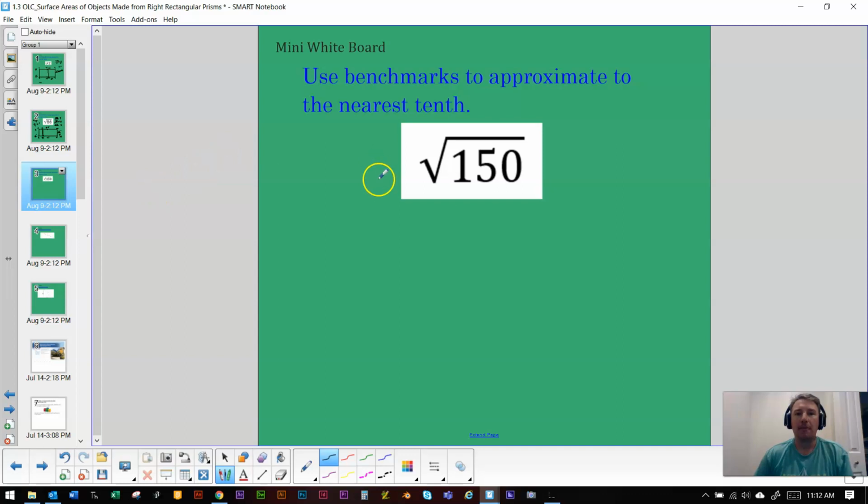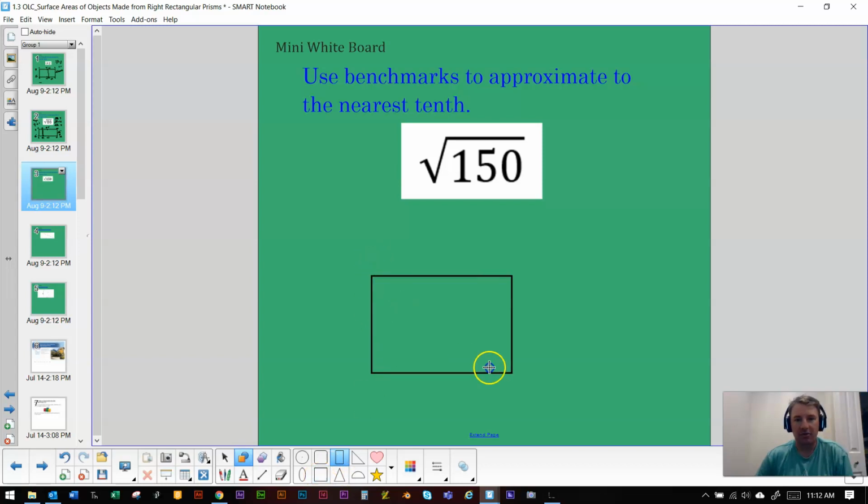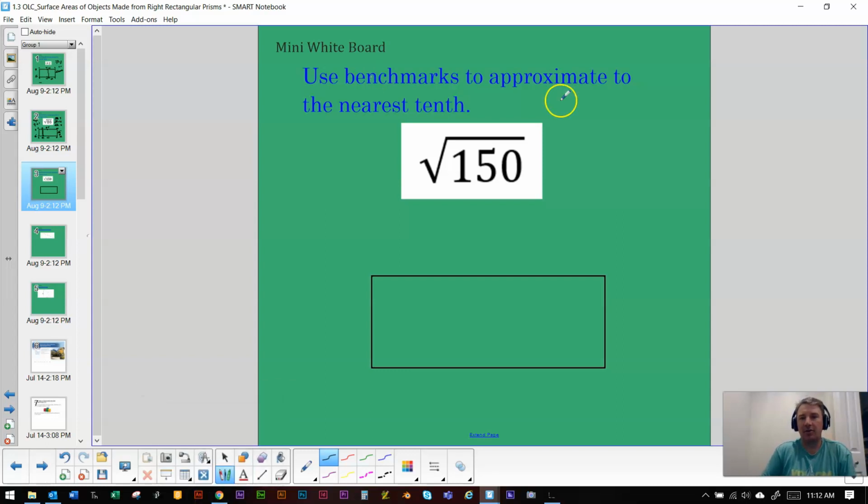Let's do one more. We're going to do 150 now. So 150, going to draw a rectangle to help us get going. I'm moving a little quicker now because we've done this several times already. 150. Just put that in the middle. What's the nearest perfect square to 150?